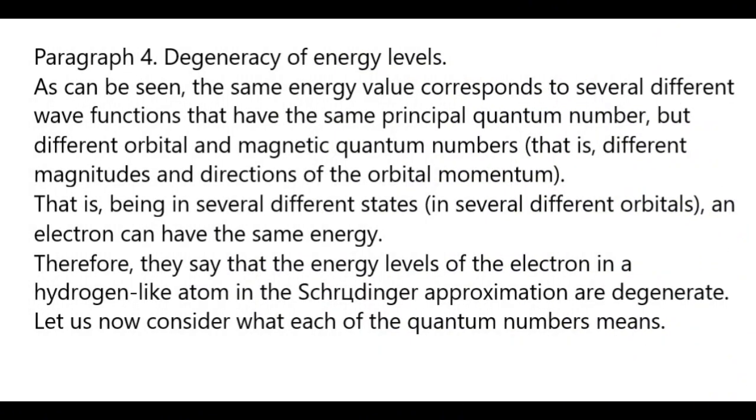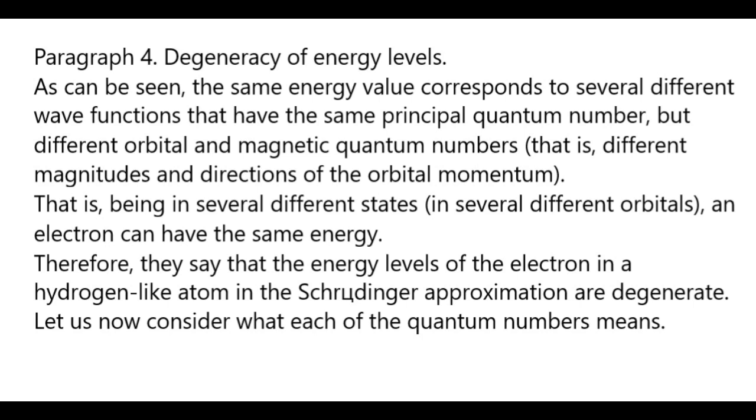Paragraph 4. Degeneracy of energy levels. As can be seen, the same energy value corresponds to several different wave functions that have the same principal quantum number but different orbital and magnetic quantum numbers. That is, different magnitudes and directions of the orbital momentum. That is, being in several different states, in several different orbitals, an electron can have the same energy.